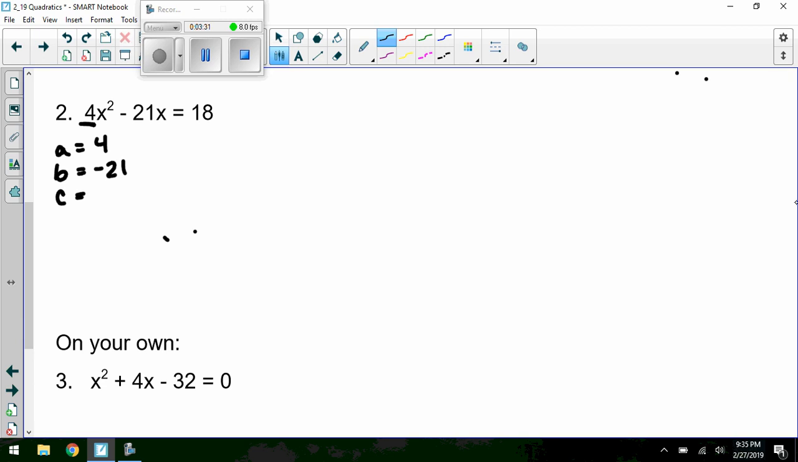And my c is equal to, this is not written right, is it? I need to bring this over to the other side. To bring 18 over to the other side, I would subtract 18, which means I need to subtract 18 on this side. All right, so I need to rewrite this so it's in standard form: 4x squared minus 21x minus 18 is equal to 0. Okay, so now that's a little bit better. This is my A, this is my B, this is my C, -18.